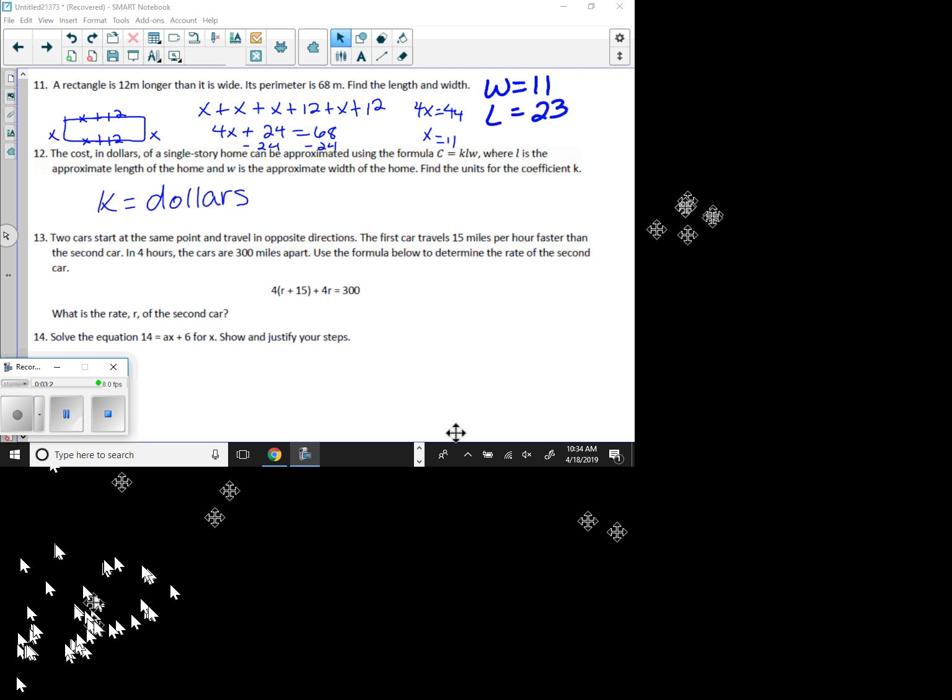We've got to get rid of these parentheses. How do you do that? Distribute. So 4 times R is what? What's 4 times 15? 60. So 4R plus 60, and then you've got plus 4R equals 300. What is 4R plus 4R? Combine like terms. 8R.